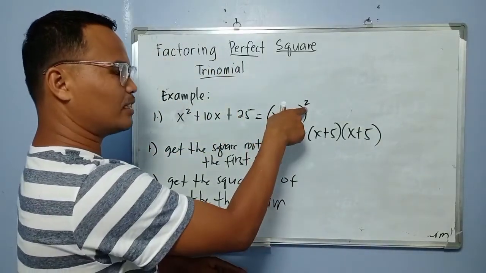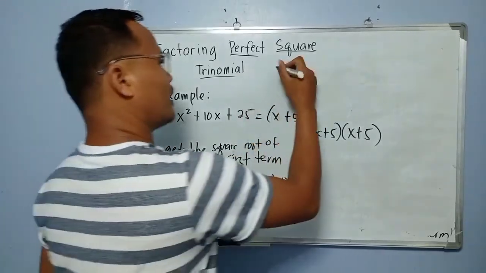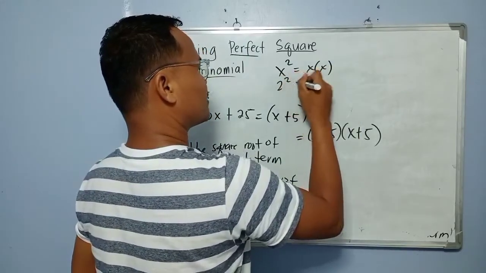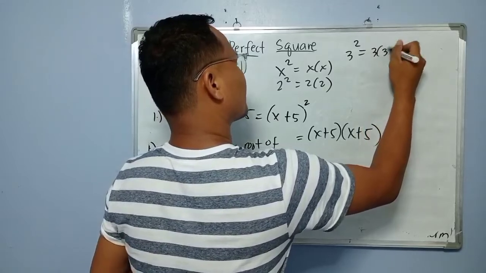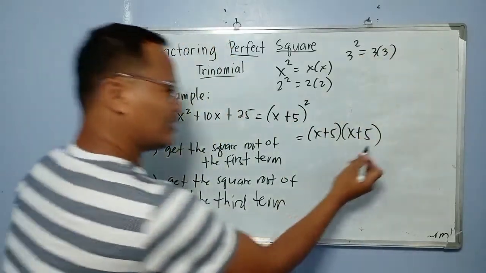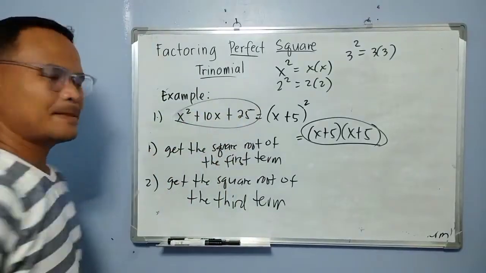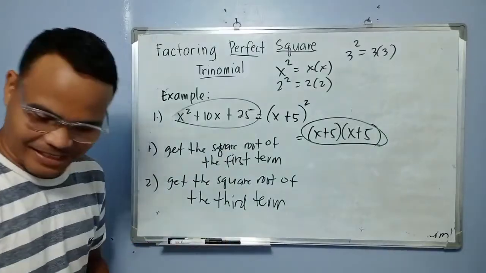Because here, the exponent determines how many times the base appears. For example, x squared is x times x. If you have 2 squared, that's 2 times 2. If you have 3 squared, that is 3 times 3. Now, this is now the factors of our trinomial.